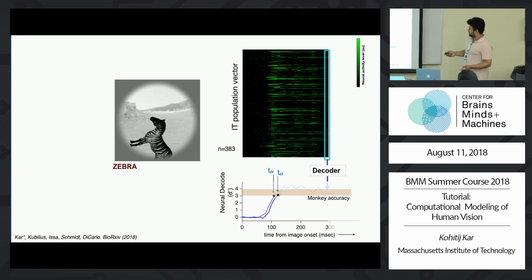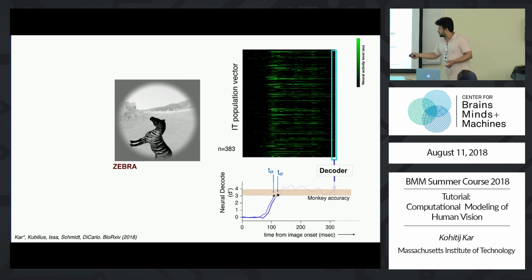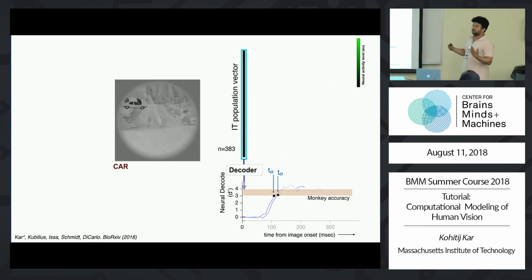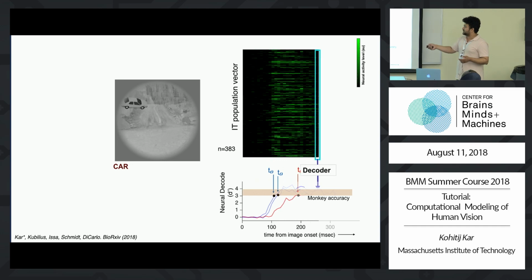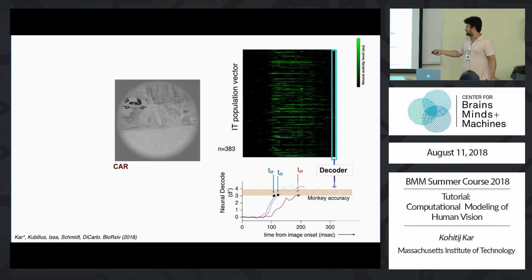I get the recordings, and you can see that they're kind of getting solved around here. Now you use another image. This is an image of a car. These images are picked so that the monkey has the exact same decoding accuracy. But now you see that the response is going up and hitting it around maybe 150, 180. So if I was just integrating from 70 to 170, the answer for this would not have been the same as if I was integrating from 70 to 170 for these guys.